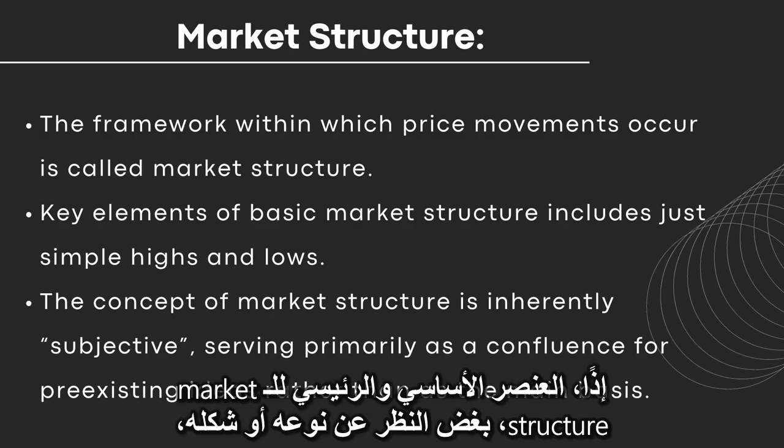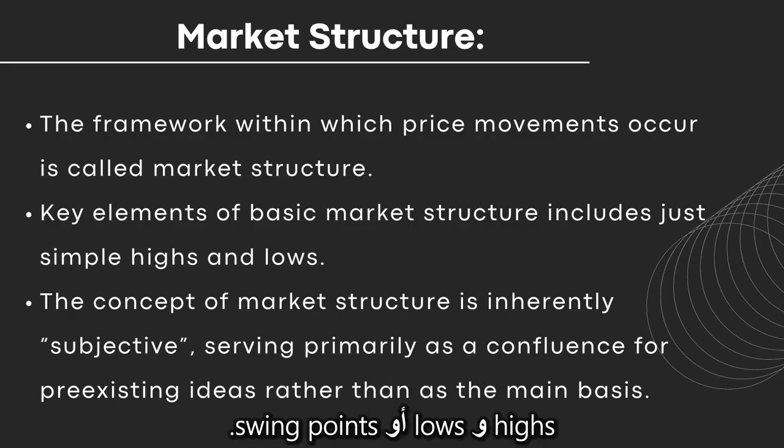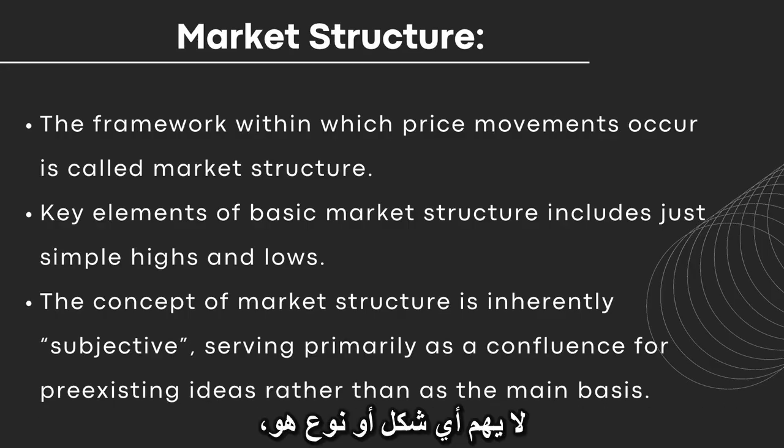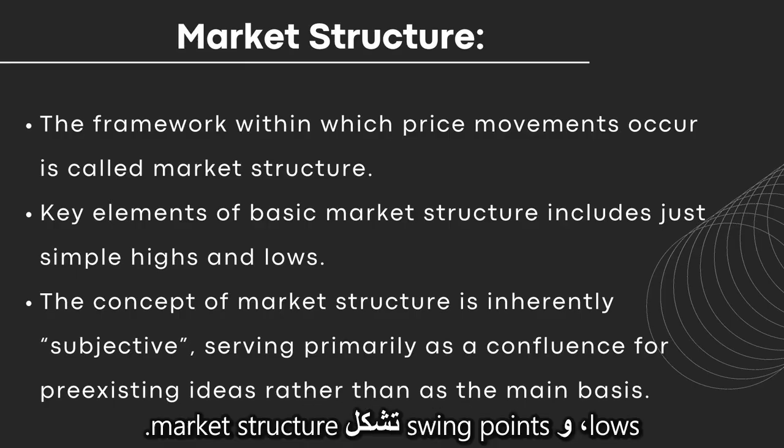And that means that you're using an advanced market structure, right? So the basic and key elements of market structure, whatever type or form it is, are just simple highs and lows or swing points. These three things are the main things that make up market structure, right? It doesn't matter whatever form or type it is. These three things, highs, lows, and swing points, make up market structure.